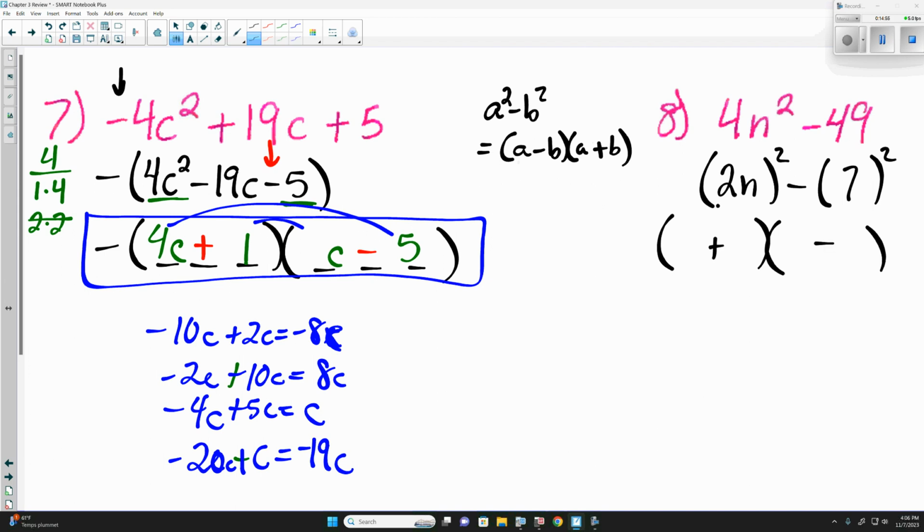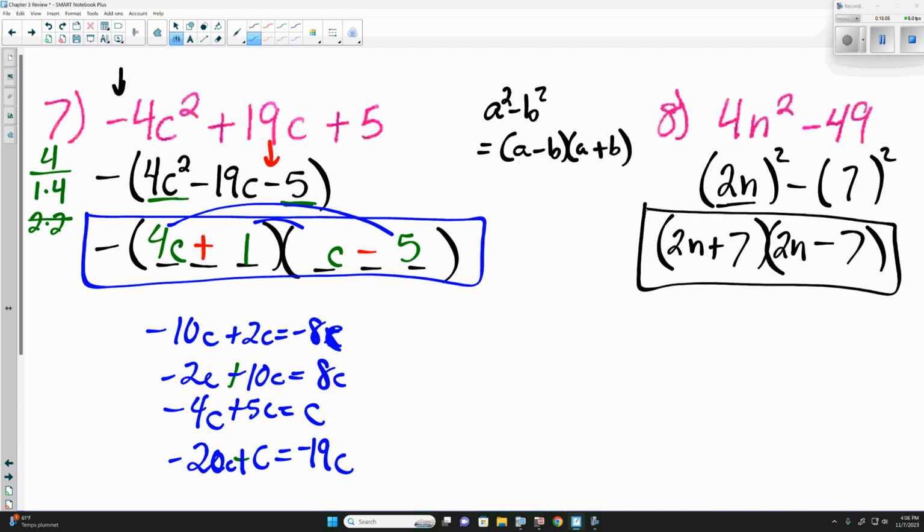And in our case here, a is 2n, and since it was first, it goes first. 7 is our b. It goes second. So 4n squared minus 49 is 2n plus 7 times 2n minus 7. Or we could say 2n minus 7 times 2n plus 7. We can have it in either order.